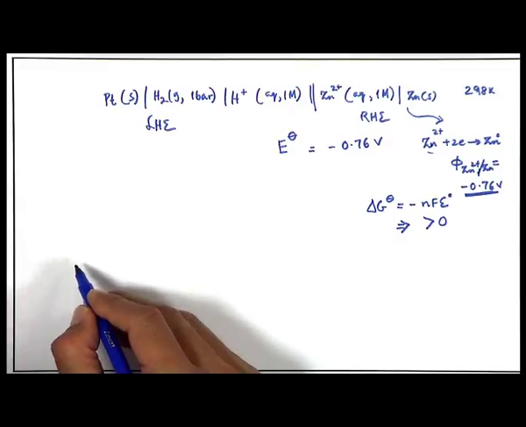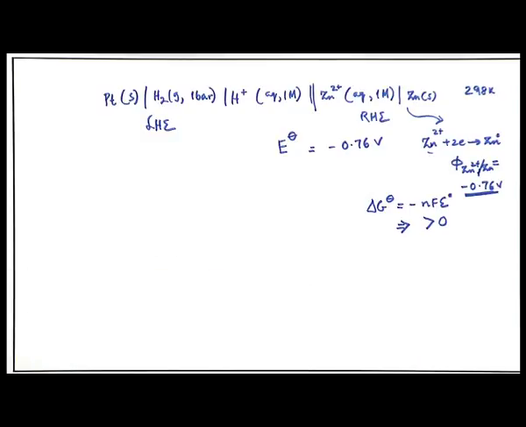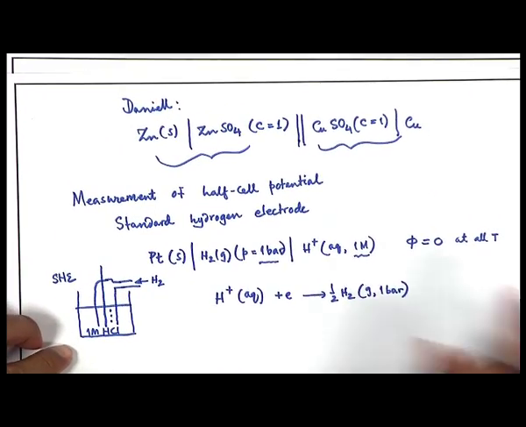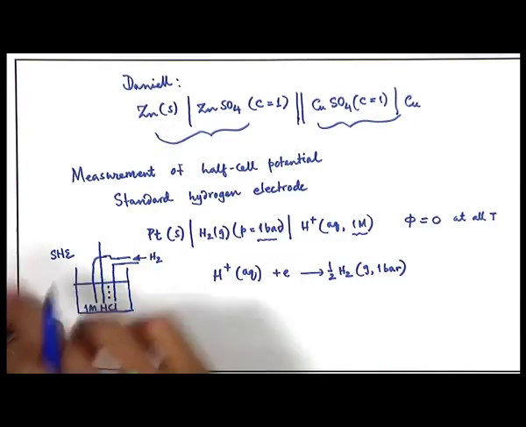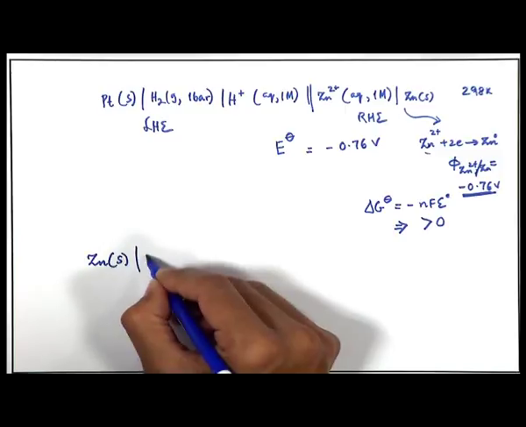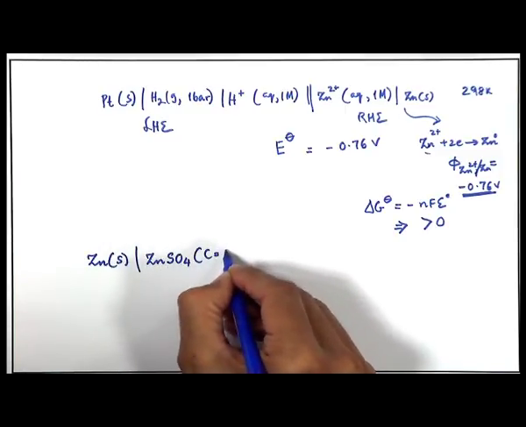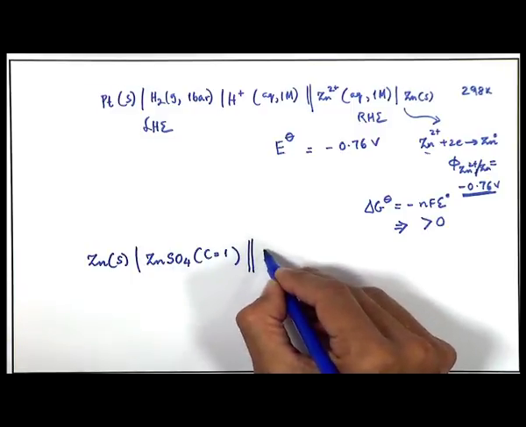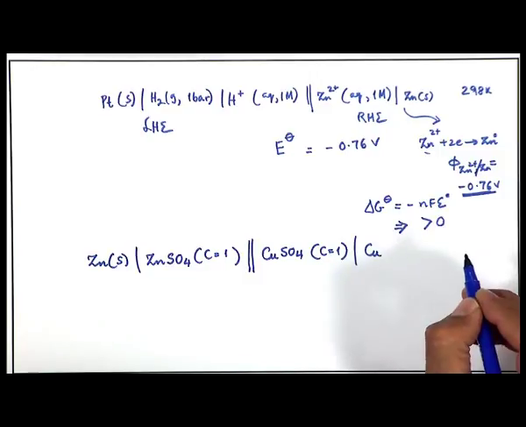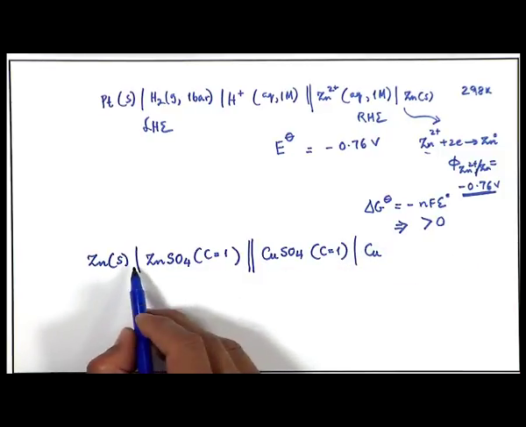If you couple these together, like this Daniell cell: zinc solid, zinc sulphate equal to 1, CuSO4, Cu. Now you are putting this in the left hand electrode and this in the right hand electrode.